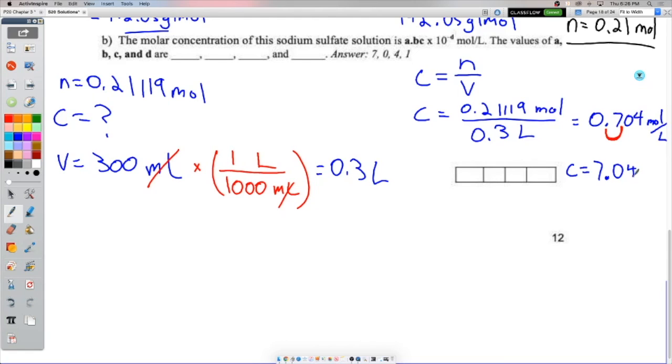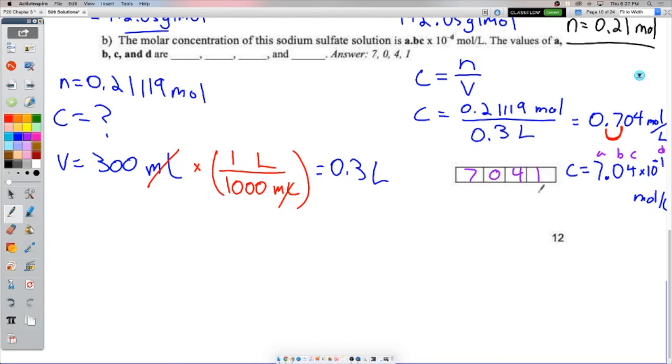So 7.04 mole, whoa, what am I doing? Not moles per liter. 7.04 times 10 to the, how many times did I move it? I only moved it once, and that's a small number, at least it's smaller than 1. So times 10 to the negative 1. So C equals 7.04 times 10 to the negative 1, and of course moles per liter. So what our A, B, C, and D are is 7041 would be my answer.